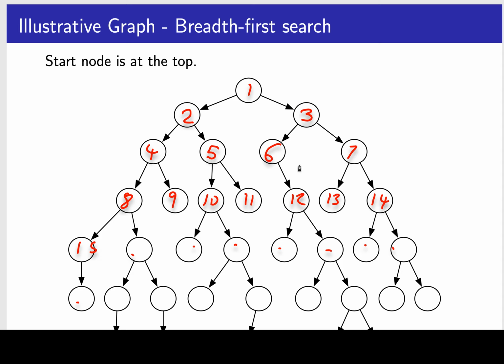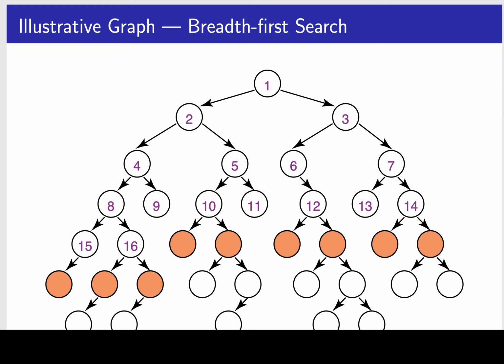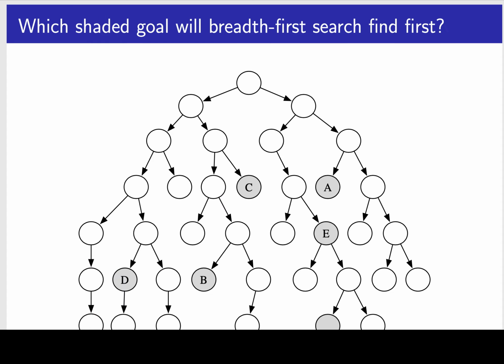Here's a neater version, showing the orange nodes that are on the frontier, in the same order as before. Now I want you to think about which of these shaded goal nodes the breadth first search will find first. Think about that for the class on Tuesday.